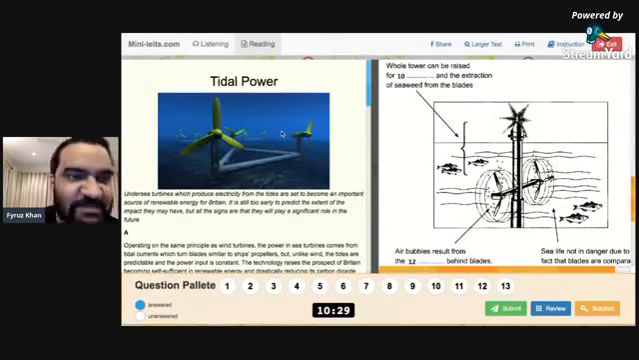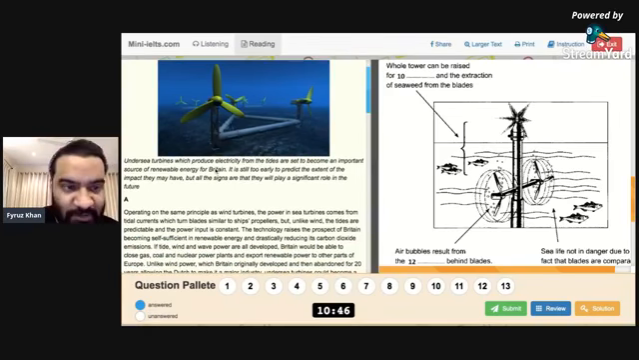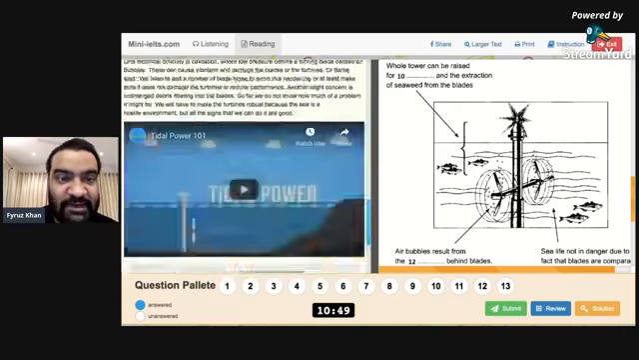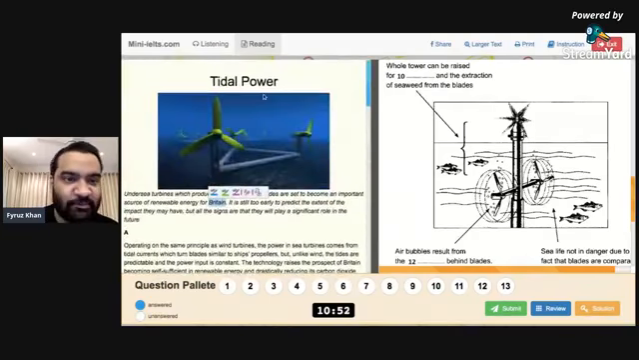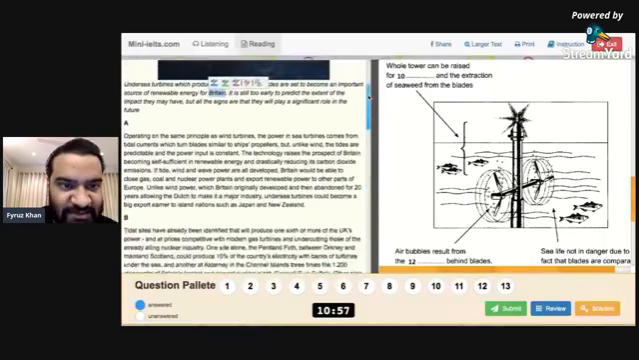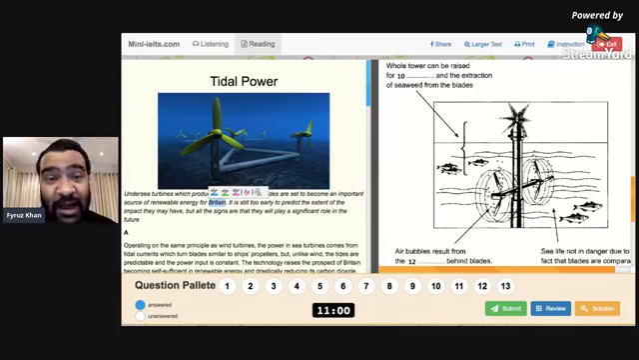On the left-hand side, I have a passage titled Power, and this is taken from Book 9, page 70, Test 3, Reading Passage 2. You can see this passage right here. The title is Power, so probably this is about tides and how electricity is produced, how hydroelectric power is produced, probably.